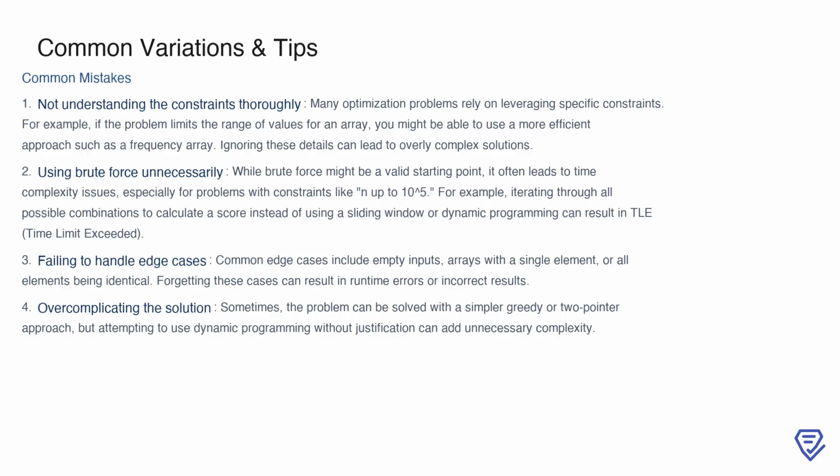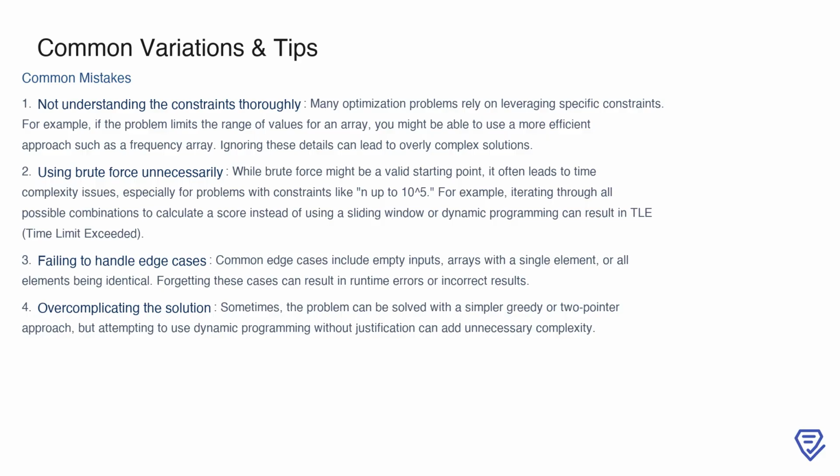Another mistake is relying too heavily on brute force solutions. While brute force can be a useful starting point, it often leads to time complexity issues. For instance, problems with constraints like n up to 10 to the power of 5 require more efficient methods, such as sliding windows or dynamic programming, to avoid time limit exceeded errors. Additionally, failing to handle edge cases like empty inputs, arrays with only one element, or arrays where all elements are identical, can result in runtime errors or incorrect outputs.